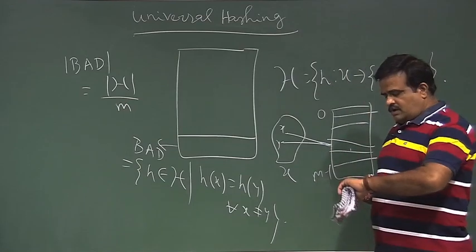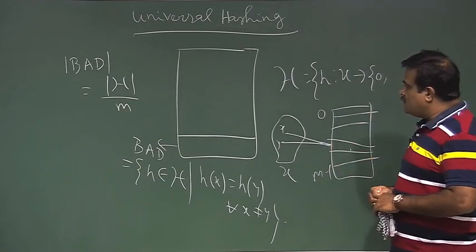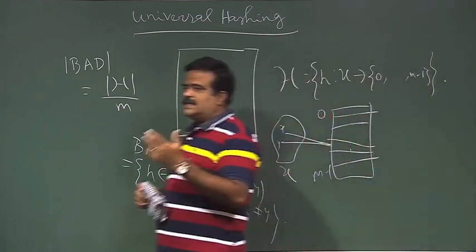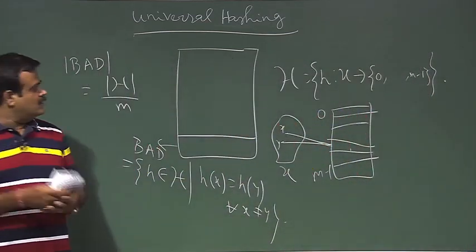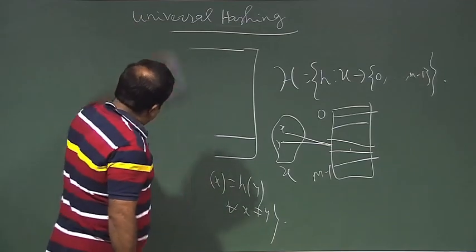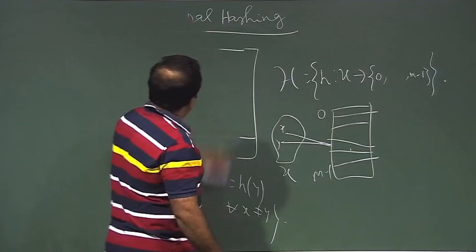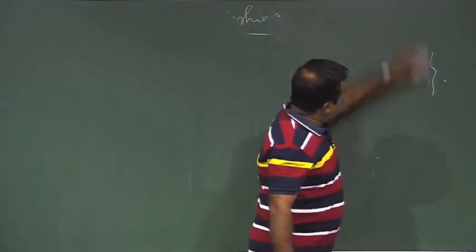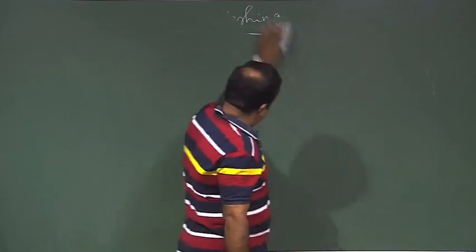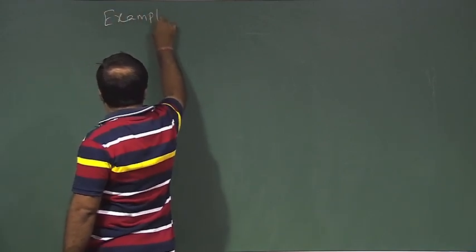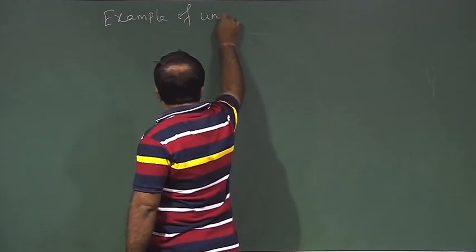Okay, so now we talk about an example of how to construct such a universal hash function or such a collection. So that is the construction or example of a universal hash function.